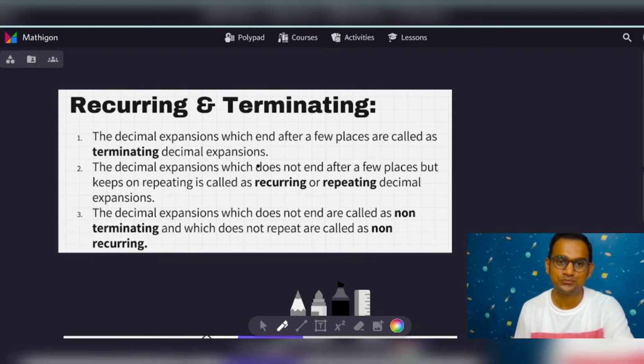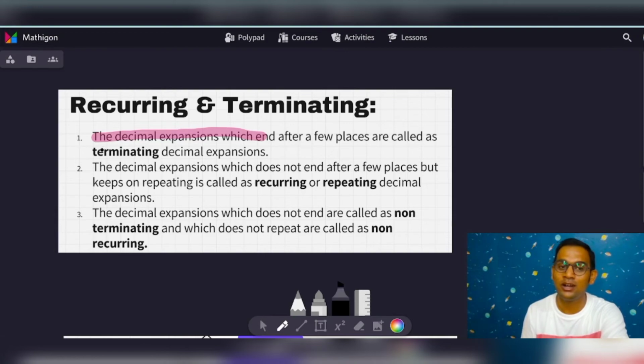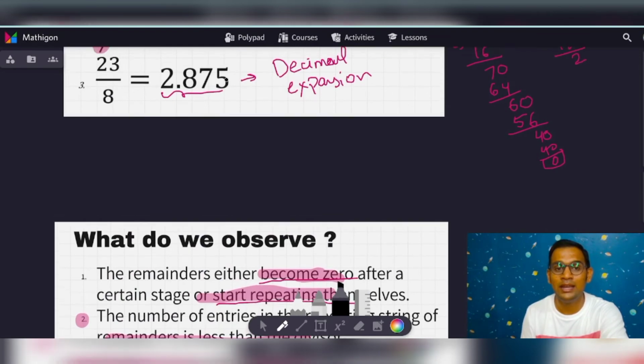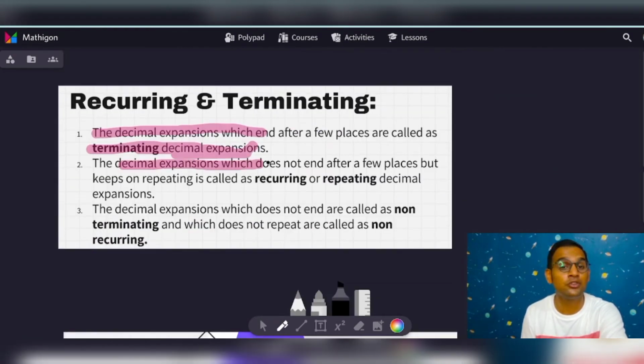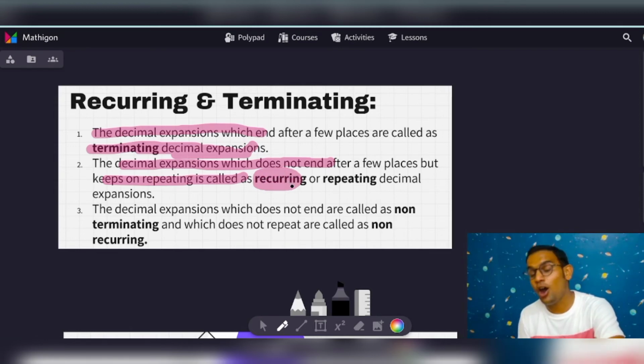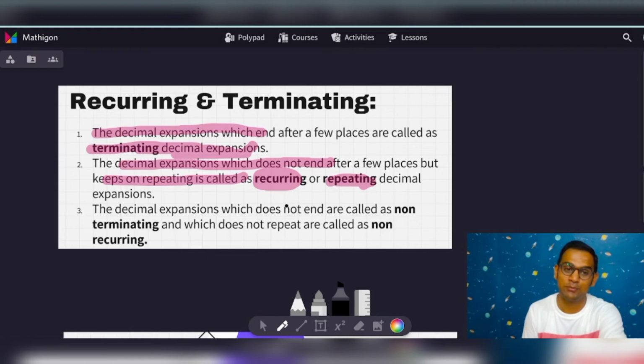irrational numbers. So we have something called recurring and terminating decimals. The decimal expansions which end after a few places are called terminating decimal expansions. As you saw in the case of 23 over 8, it ended after 3 places. So this is called a terminating decimal expansion. Now, the decimal expansion which does not end after a few places but keeps on repeating is called recurring decimals. I hope that makes sense.